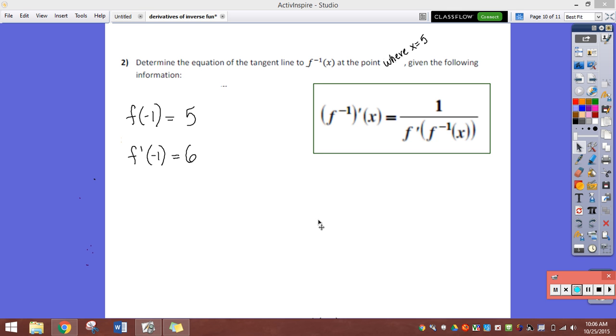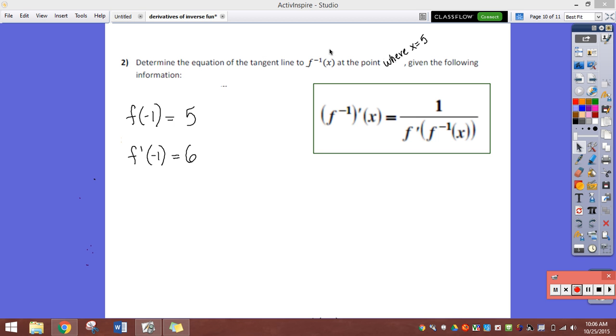function numerically. In this problem, it says determine the equation of the tangent line to the inverse of f at x at the point where x equals 5, given the following information. f of negative 1 equals 5, and f prime of negative 1 equals 6. And in order to find the equation of a tangent line, we have to have the derivative, because that gives us slope, and then we need a point.